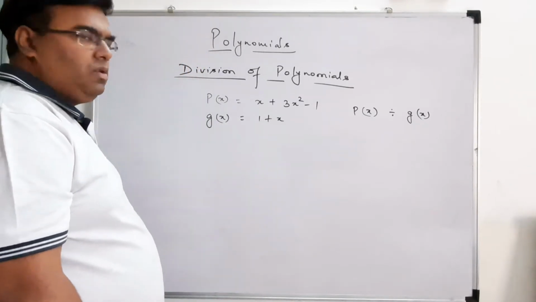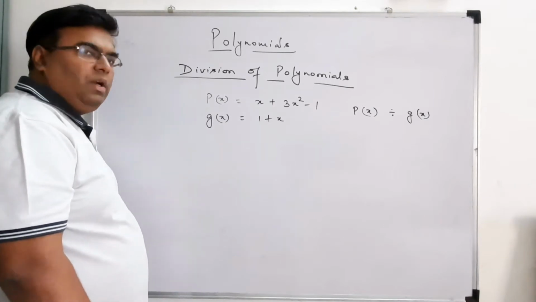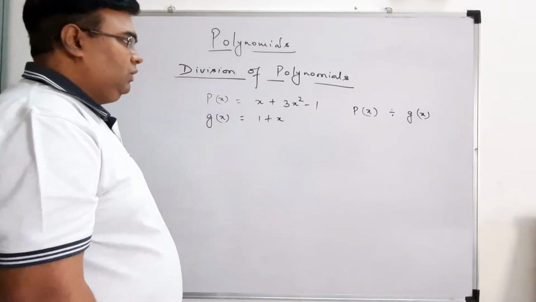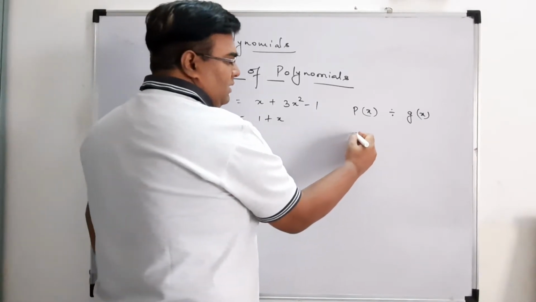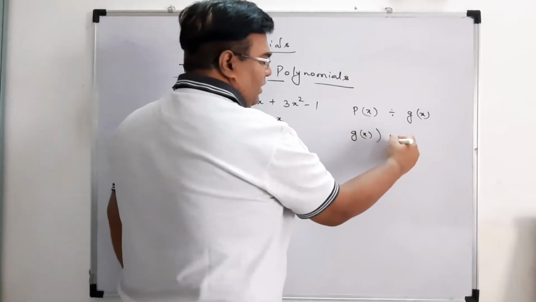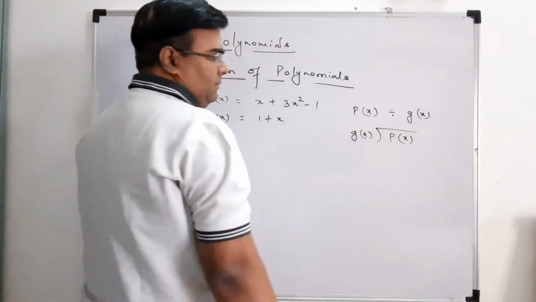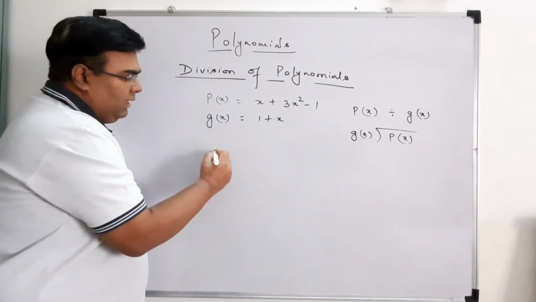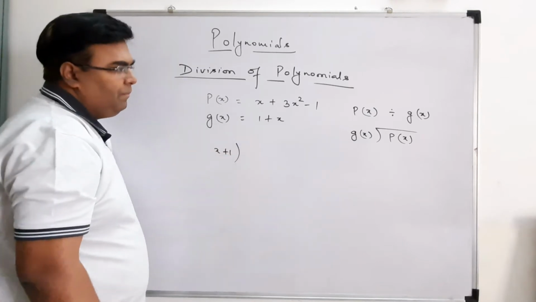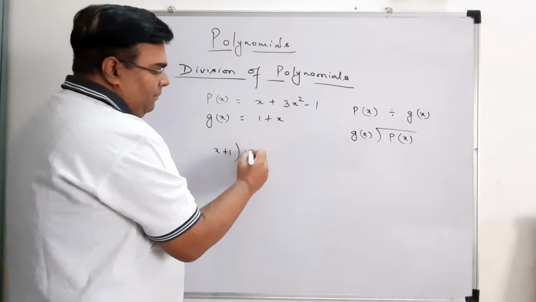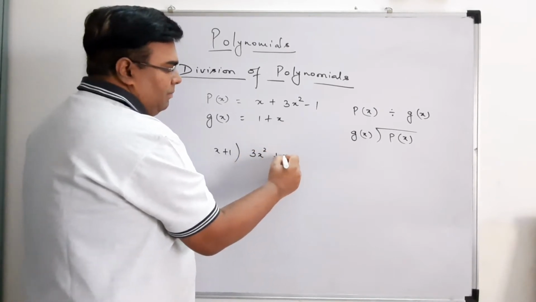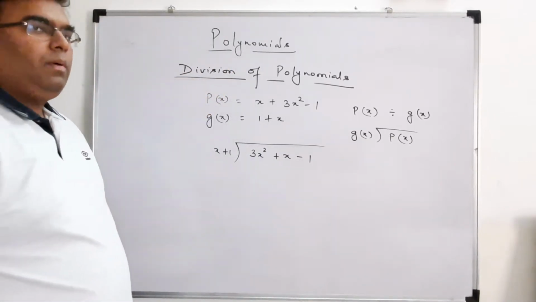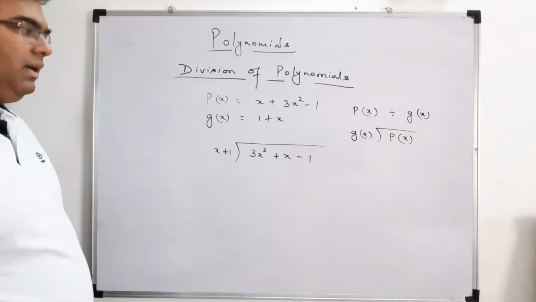Here also we can do it, but before doing it, we will arrange our polynomials in standard form, right? So first you can write it like this: g(x) will divide what? p(x). So let us write g(x) first in standard form. It will be x plus 1, and our p(x) in standard form will be 3x square plus x minus 1. Now we have written our polynomials in standard form. So let us divide it now.